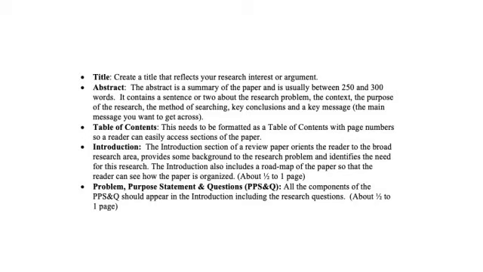Okay, so let's have a look at the title. What you really want to do is find a title that is relevant or reflects your own research interests and your argument. The abstract is a really important part of this paper. It's a summary of the paper. It's usually between 250 and 300 words. It contains a sentence or two about the research problem, the context, the purpose of the research, the method of searching, key conclusions, and a key message, which is the main message you want to get across overall.